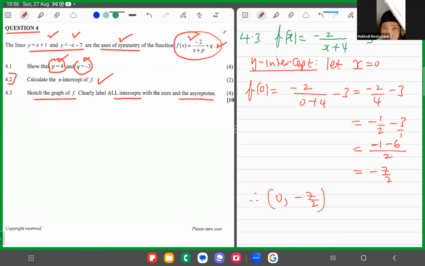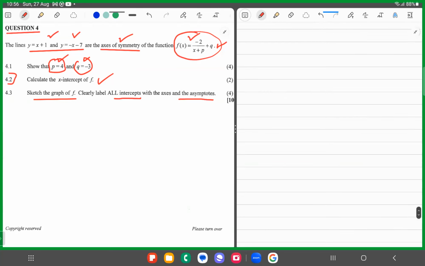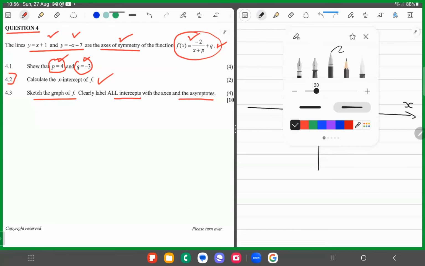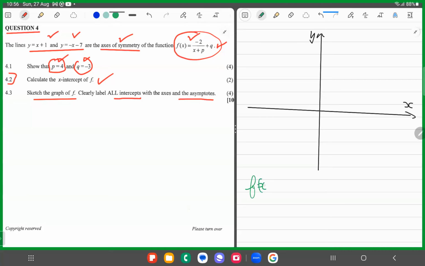Okay, now we have the y-intercept, and then we can sketch the graph. Sketching the graph is very, very easy. Let's get started. With the sketching process, we must have the vertical axis and the horizontal axis. The vertical axis is called the y, and the horizontal is always called x. We need to find the vertical asymptote and the horizontal asymptote.